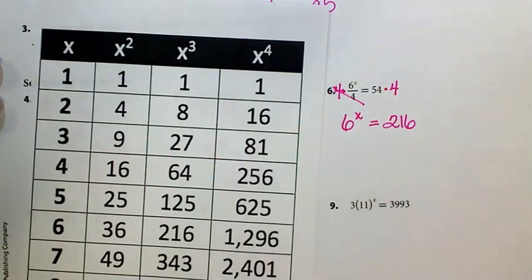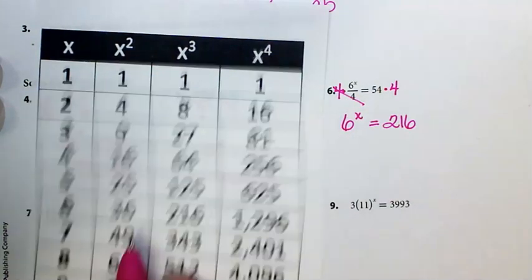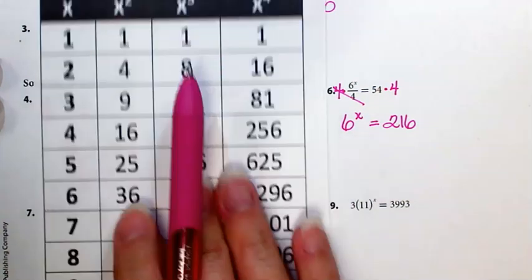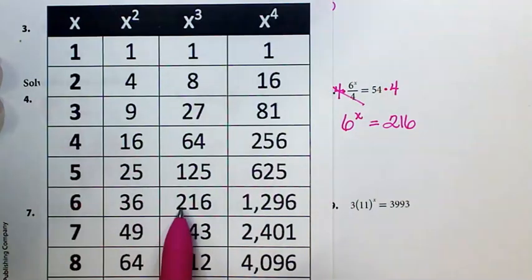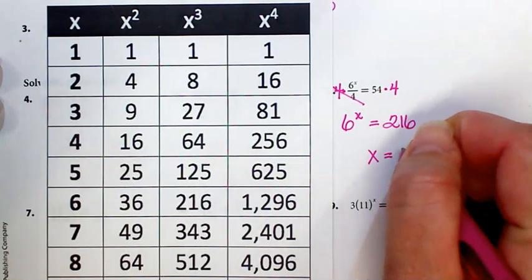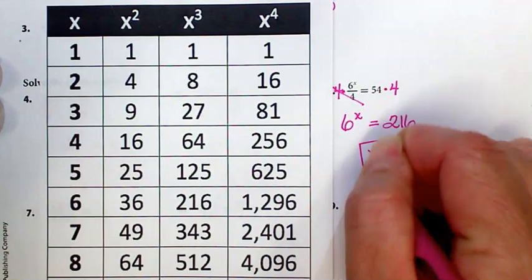All right, once again, I'm looking down, and boom, here we go. 216, 6 to the third power, sorry about that. 6 to the third power is 216. So my x, my exponent, is a 3.